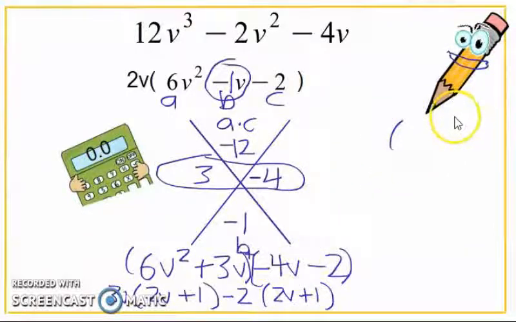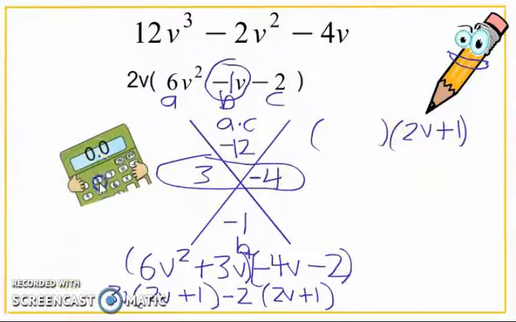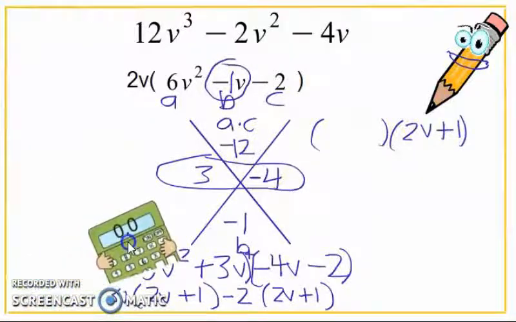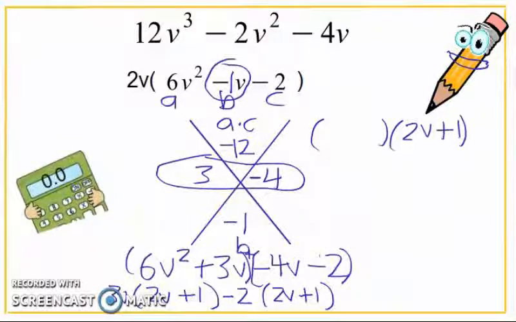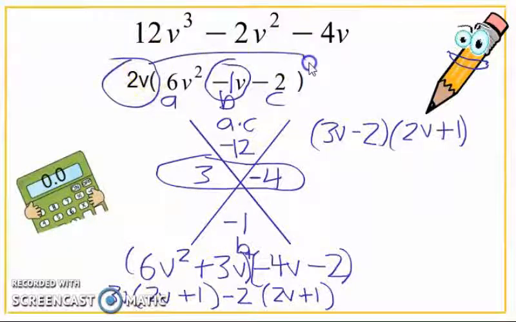Now you are on the final stretch of the problem. You will now pull out the parentheses 2v plus 1 and the greatest common factors to find the final answer. So the final answer is parentheses 2v plus 1 parentheses 3v minus 2 parentheses. Now you try. Don't forget to do all the required steps.